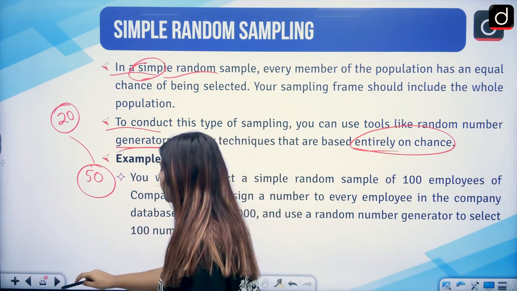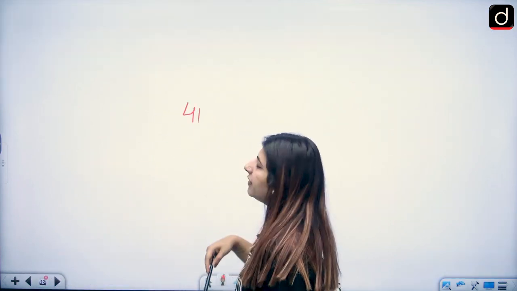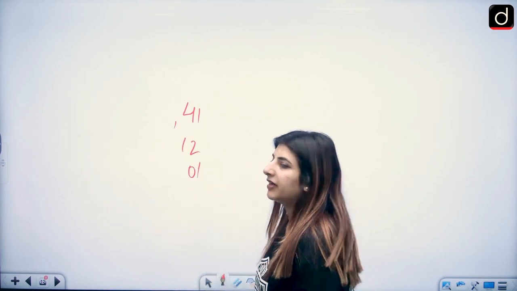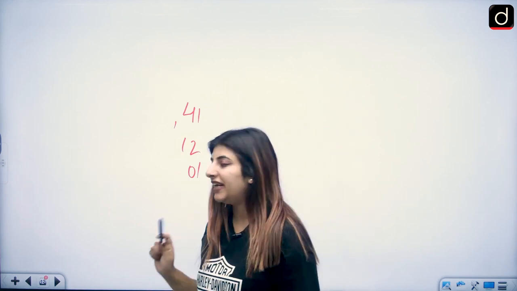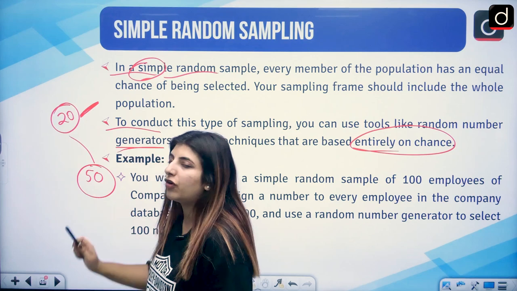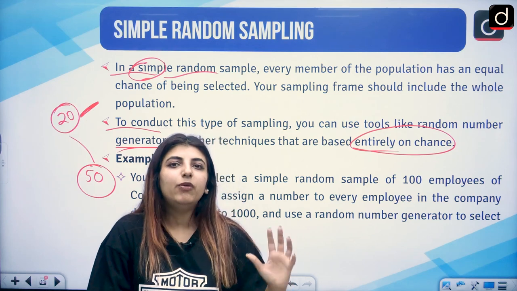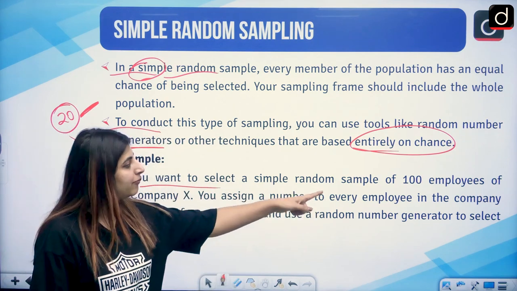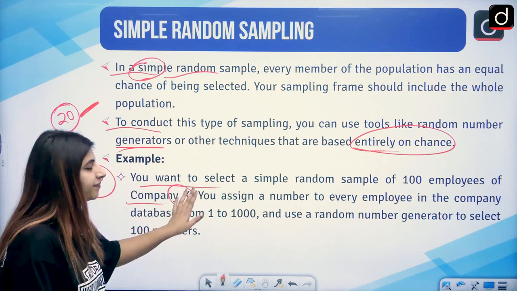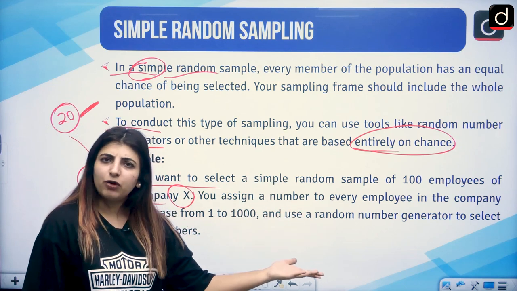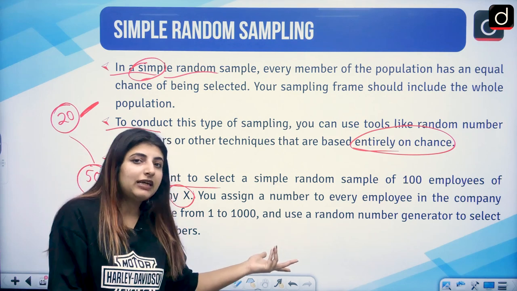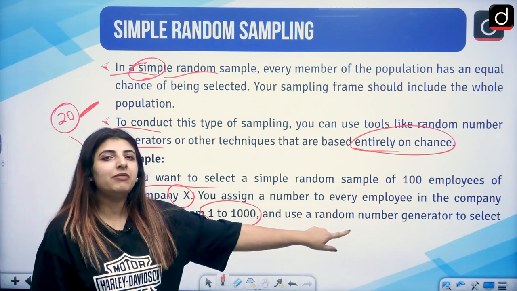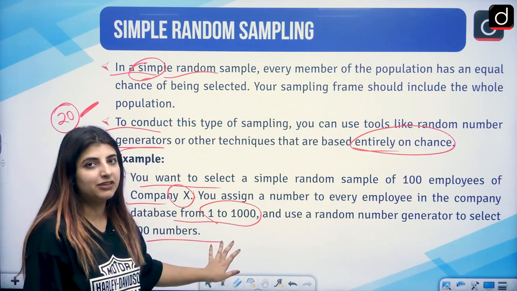Let's just say if number 41 is coming, if number 12 is coming, if number 1 is coming. So till the time I reach 20 participants, which I need for my sample for my research, I will use a random number generator. Another example here is, you want to select a random sample of 100 employees of company X. You assign a number to every employee in the company, as I gave you the example of the students in the class, right? From 1 to 1000. And use a random number generator to select 100 numbers. Got my point?